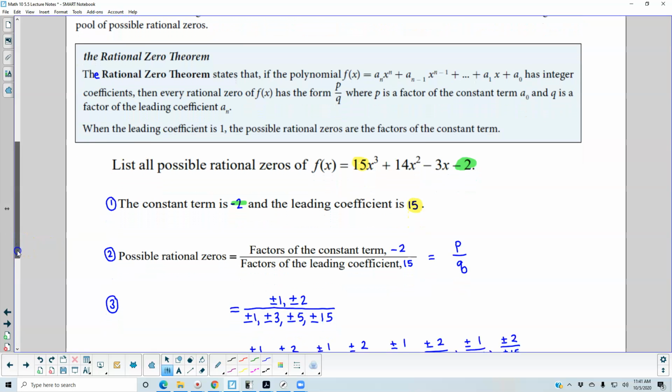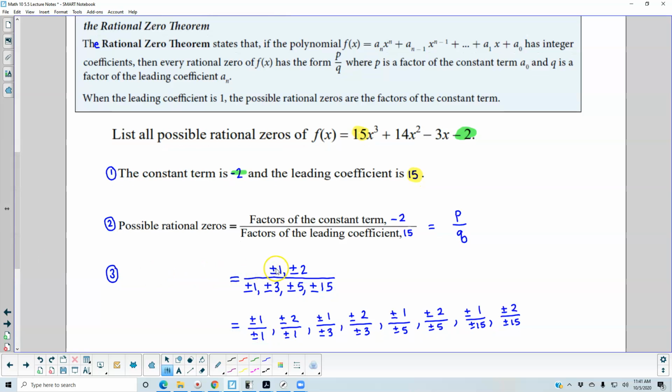Now what we want to do is set them up by dividing each numerator by the denominator. So we have plus or minus 1 divided by plus or minus 1. We have plus or minus 2 divided by plus or minus 1. Then we have plus or minus 1 divided by plus or minus 3. And then plus or minus 2 divided by plus or minus 3. Then we have plus or minus 1 divided by plus or minus 5. Plus or minus 2 divided by plus or minus 5. Then we have plus or minus 1 divided by plus or minus 15. And then plus or minus 2 divided by plus or minus 15.